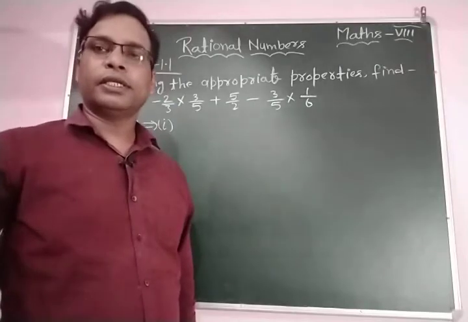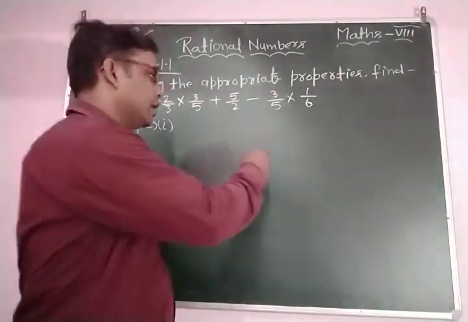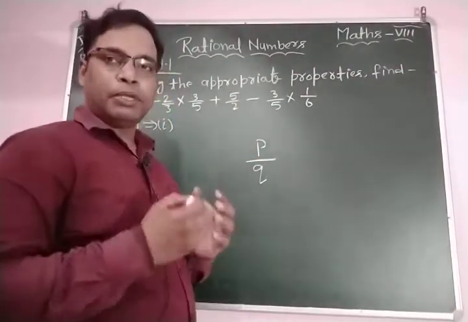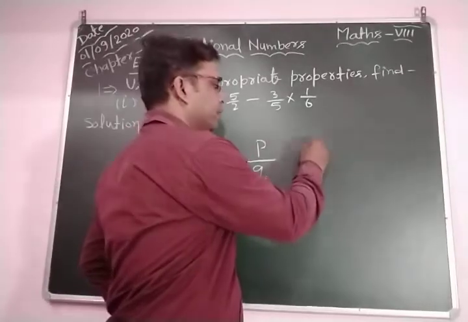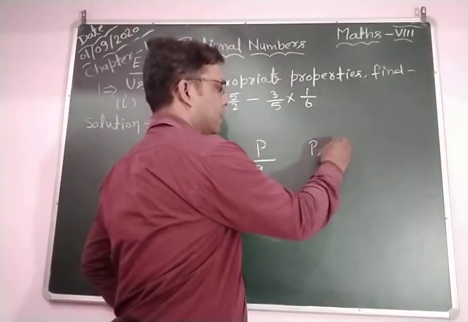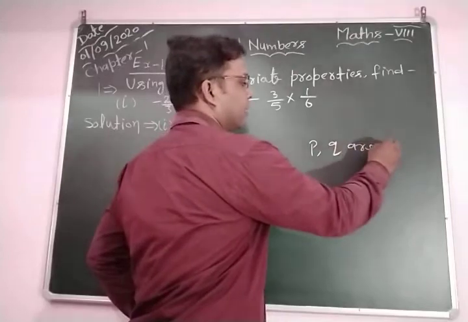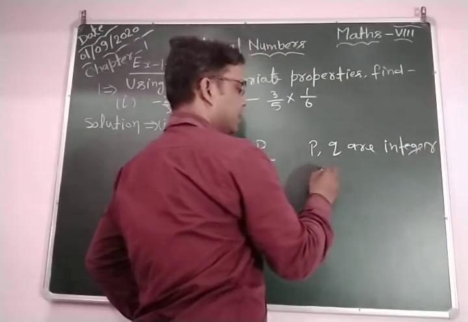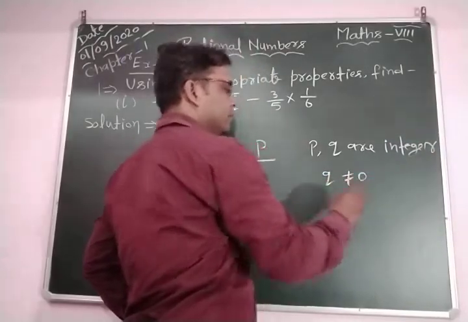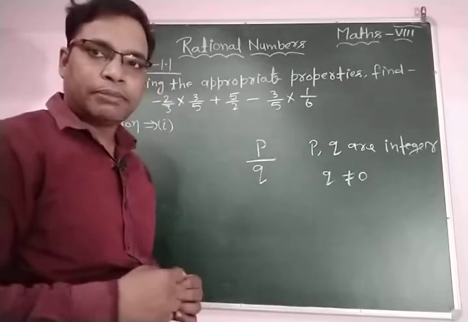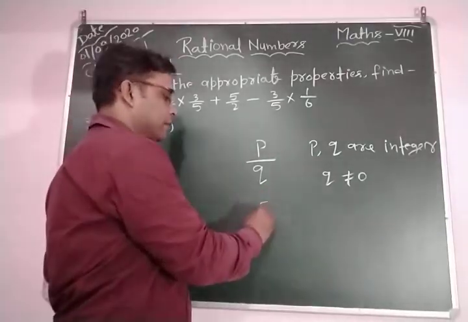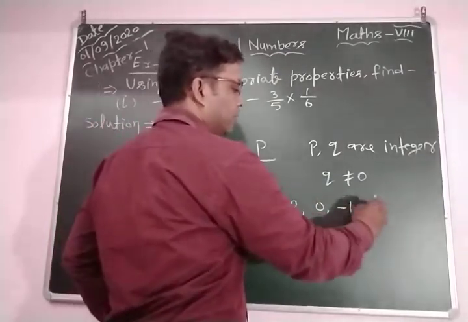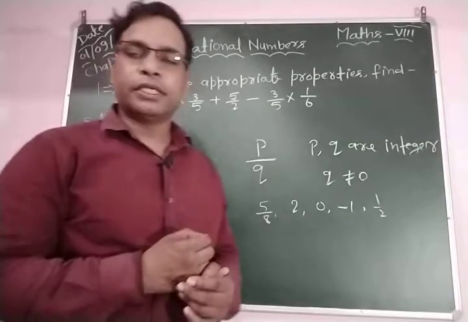Any number that we can express as p by q, where p and q are integers and q is not equal to 0, is called a rational number. For example, 5 by 8, 2, 0, minus 1, 1 by 2 are examples of rational numbers.